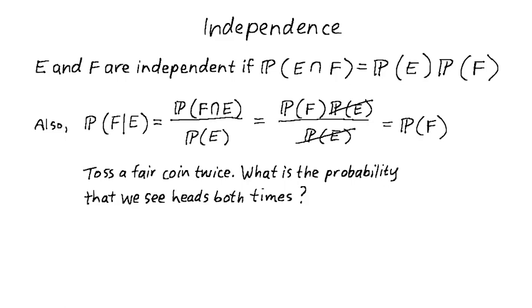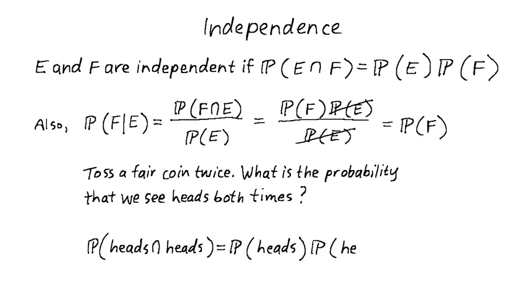We model the two tosses as independent events, and so the probability that we see heads the first time and heads again the second time is the probability of heads in a given trial multiplied by itself. Since heads is one of two equally likely outcomes for any given coin toss, the probability of its occurrence is 1 over 2. So our answer is 1/2 squared, or 1/4.